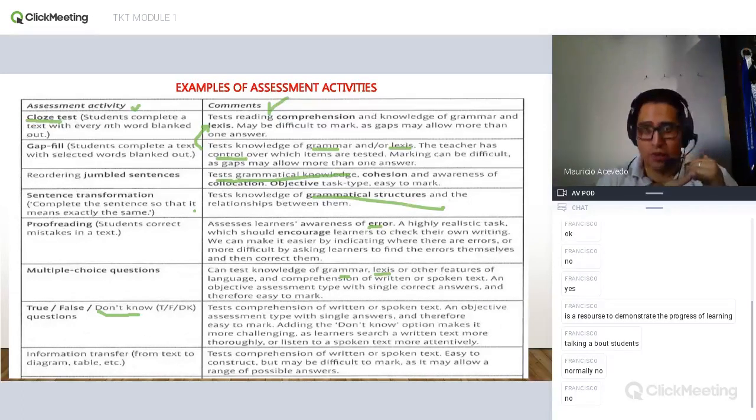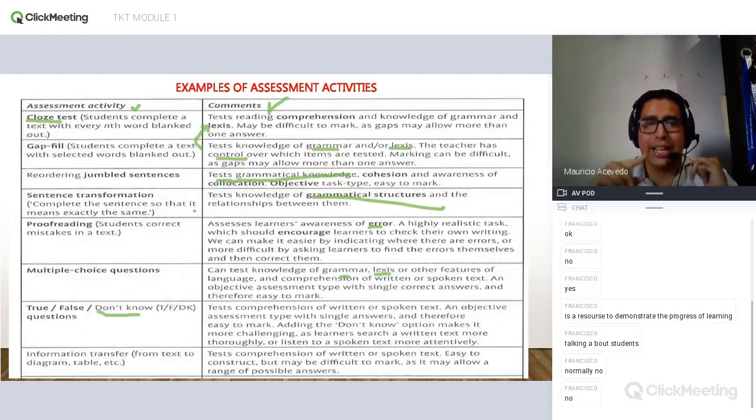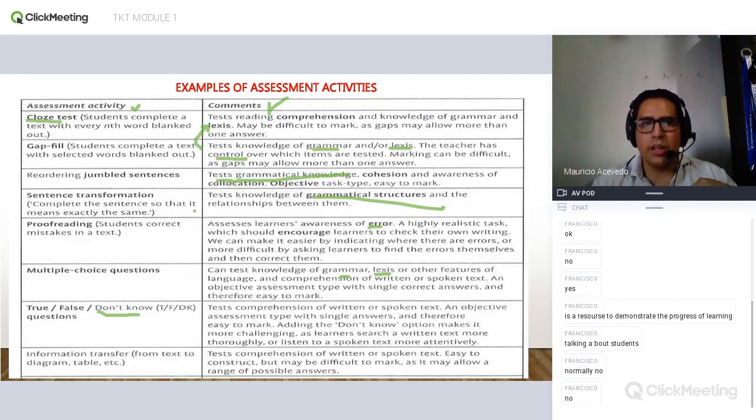We have closed test. Remember, filling gaps with no help. You will be evaluating comprehension, grammar, and lexis. Gap fill, only grammar and lexis, and in this case, you can have options. Jumble sentence, cohesion, and grammatical knowledge. Sentence transformation, grammatical and structures, to have one sentence and to rewrite that sentence. Proofreading, like checking errors in a text or in spoken language. Multiple choice questions, A, B, C, and D. Choose the one. You can evaluate many aspects such as grammar, lexis, and it's easy to mark.